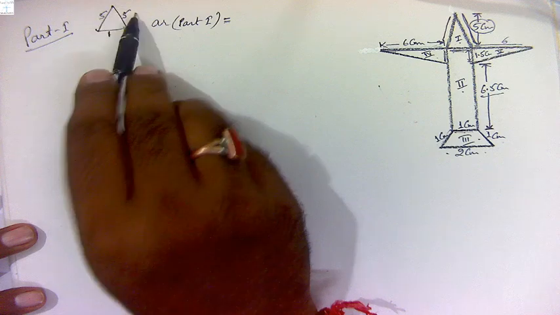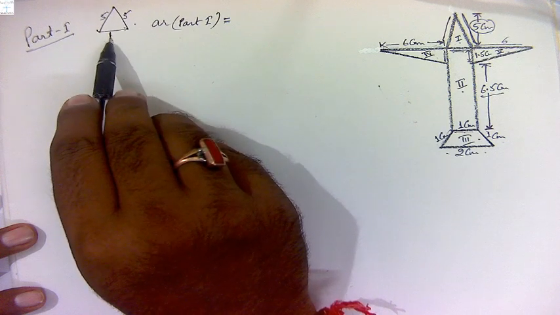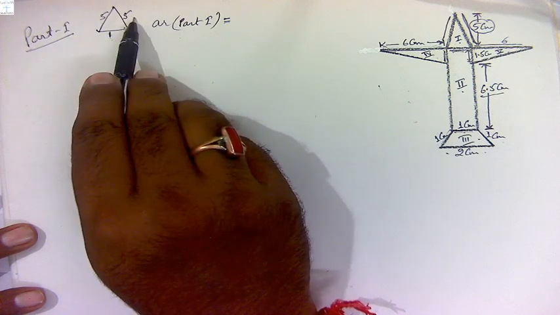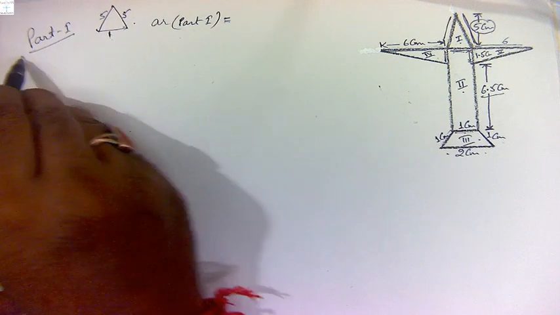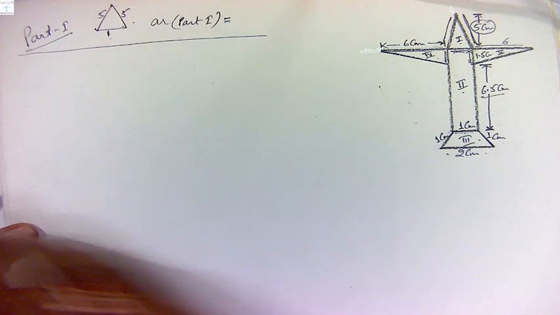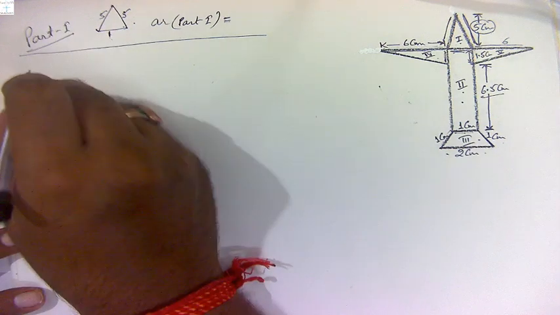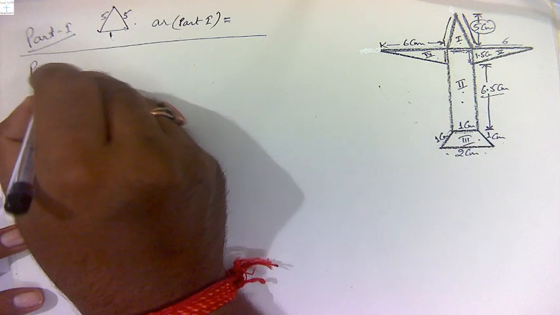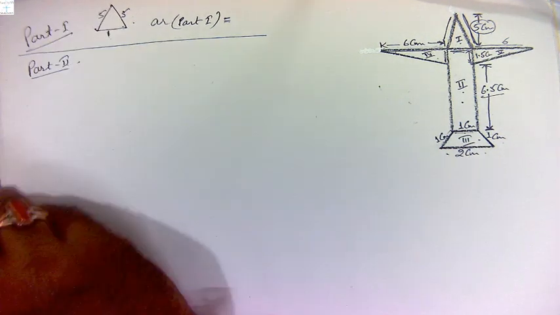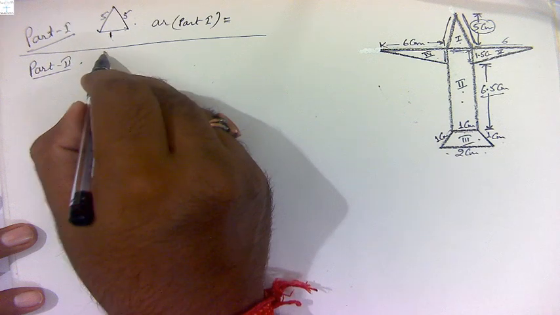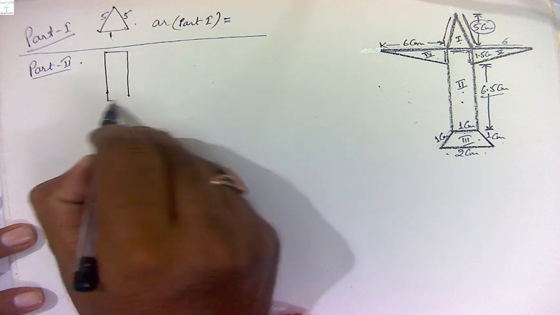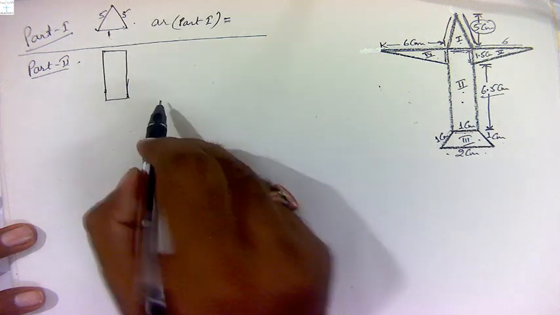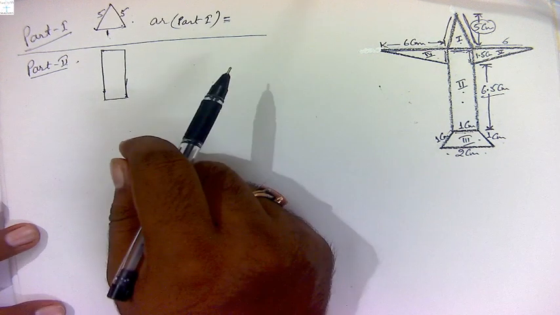All the 3 sides are given. A, you can take 1, B as 5, C as 5. So using the Heron's formula, find the area of the first part. Now come to the second part. Part 2, what you are given? You are given a rectangle. Part 2 is a rectangle here now.